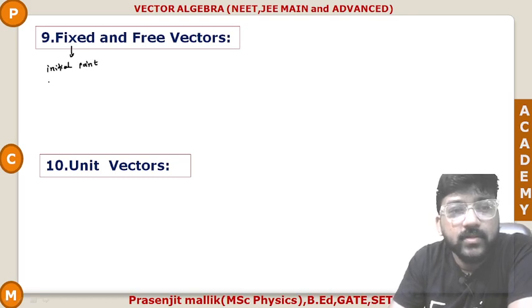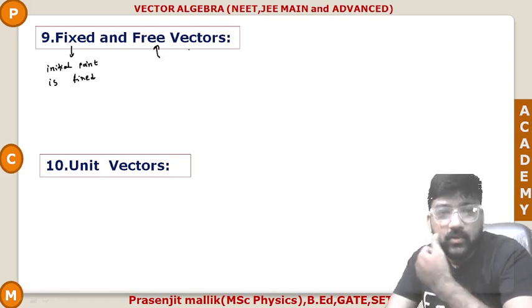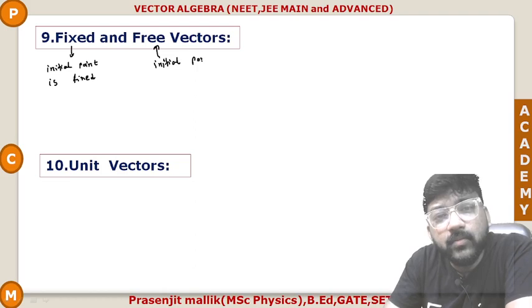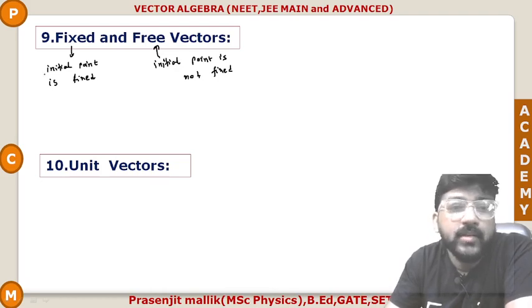Initial point is fixed. And for free vector, you know, the initial point is not free. Initial point is not fixed, and initial point is free. Example is position vector that I have discussed earlier.